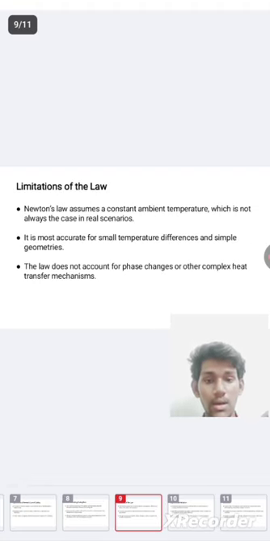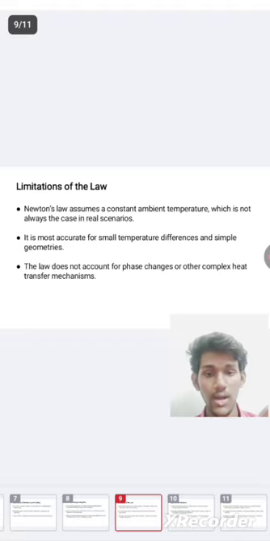Limitations of the law. Newton's law assumes a constant ambient temperature, which is not always the case in real scenarios. It is most accurate for small temperature differences and simple thermal systems. The law does not account for phase changes or other complex heat transfer mechanisms.